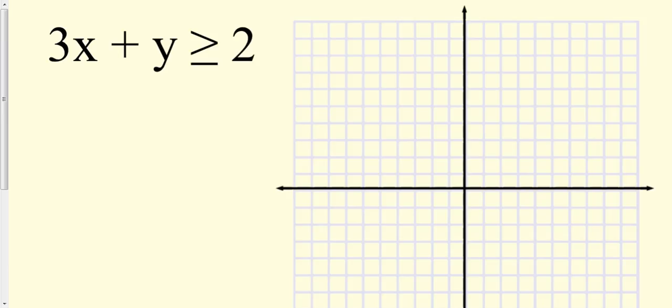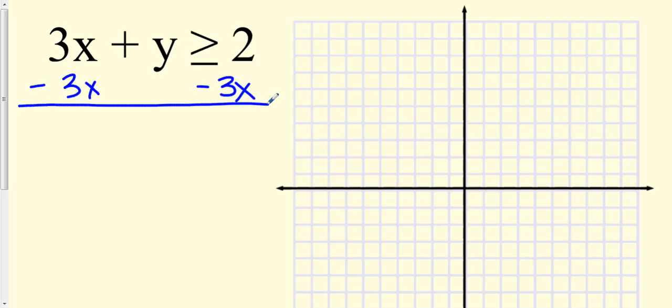See if I can get back into regular pen mode here. This looks like we're going to have to put this one into slope-intercept form. So our first step is we're going to subtract 3x from both sides. When I subtract 3x from both sides, I now have y is greater than or equal to negative 3x plus 2.